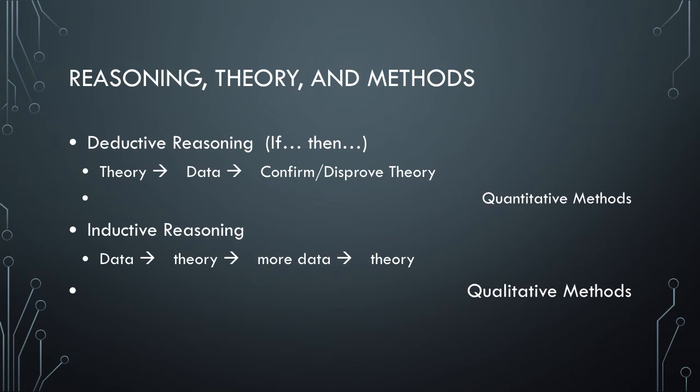The opposite of this is inductive reasoning, and this is a more gradual process. It's less top-down. We actually start with data. And this is why inductive reasoning tends to be a bit more exploratory. We kind of start poking around in the world and then develop theory. And this is what we call an iterative process. It goes over and over again. We start with little data, develop a theory, get a little more data.